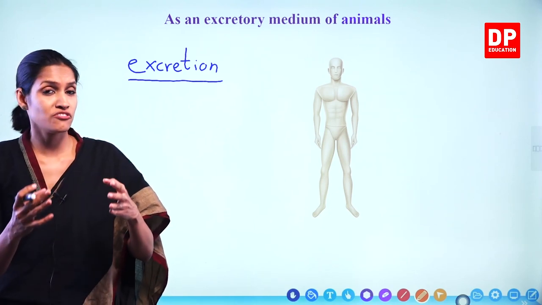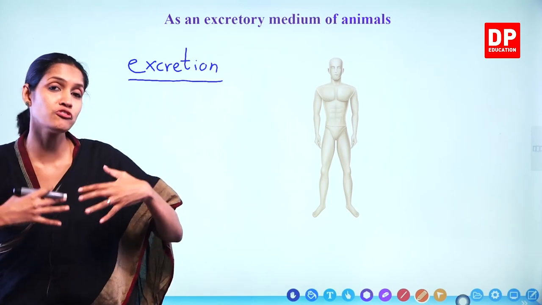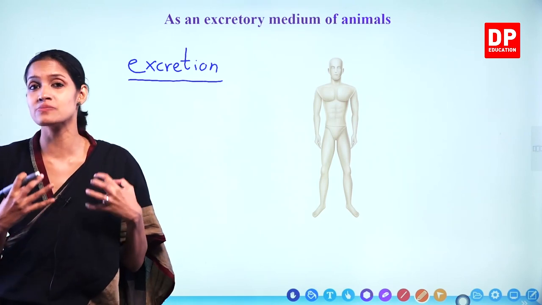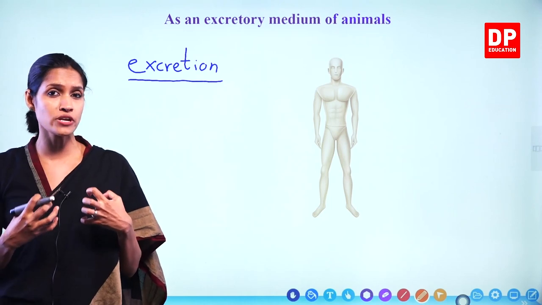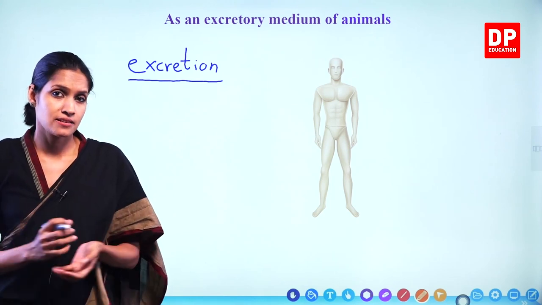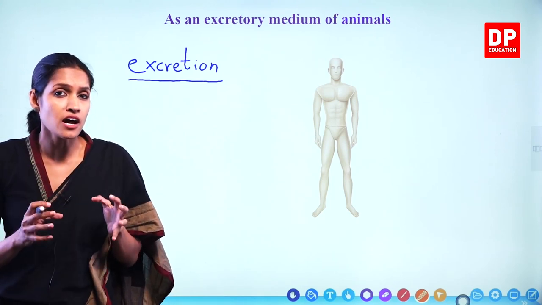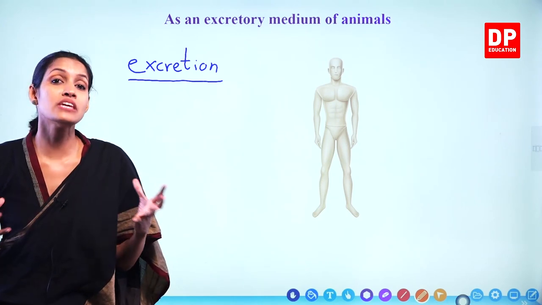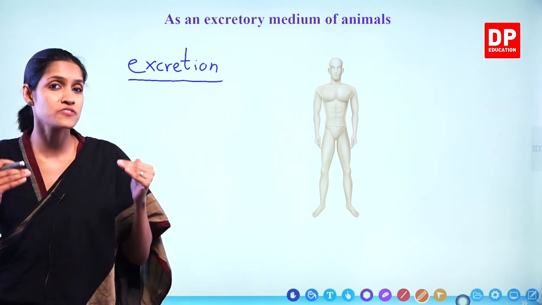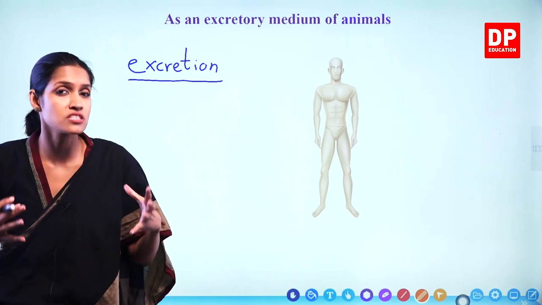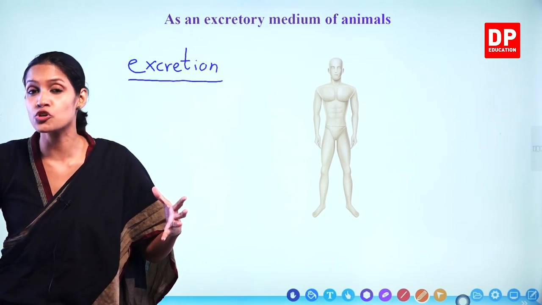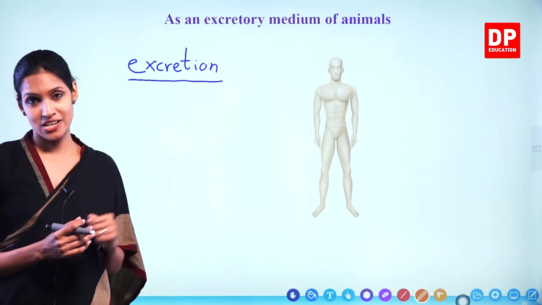Waste materials. If it's a waste material, you all know that we have to remove these waste materials from our body. What will happen if we don't remove these unwanted materials? When they are present in our body, those substances will become toxic, poisonous. Understand? Therefore, our body has to get rid of these unnecessary things. These substances are known as excretory materials, and removing these excretory materials from our body is known as excretion.